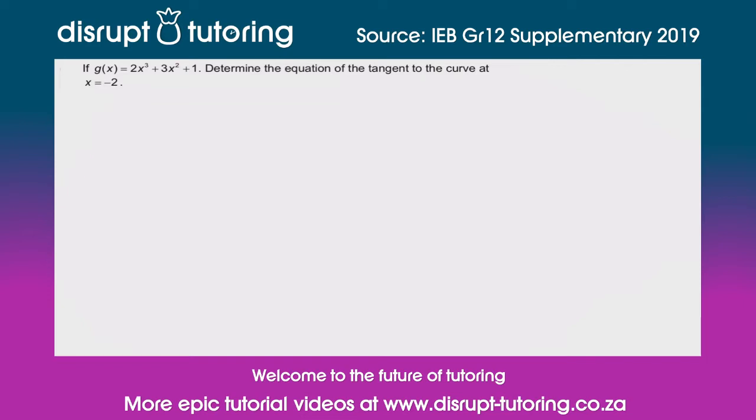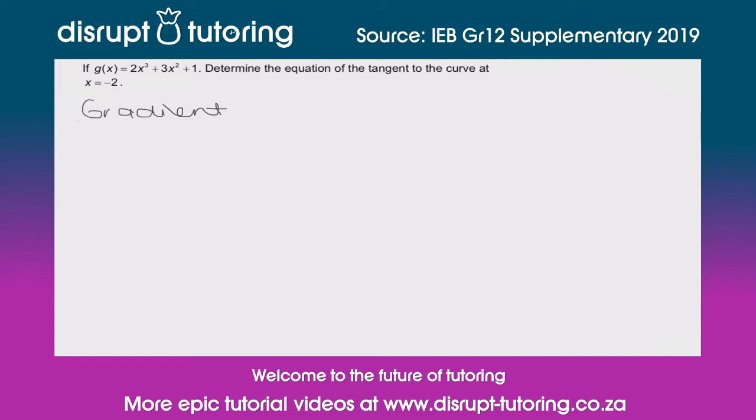So we know that it is a tangent to the curve, which means that the derivative at x equals minus 2 will be the gradient of the curve. And then we also know that the curve passes through the point x equals minus 2 on this curve, which would therefore mean we would need to try and figure out what y is at that point. So the first thing we're going to do is determine our gradient.